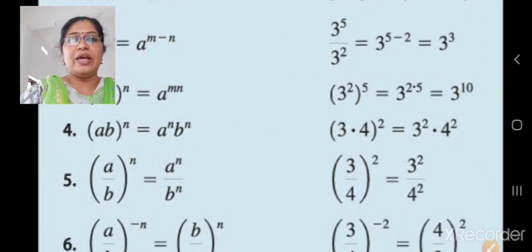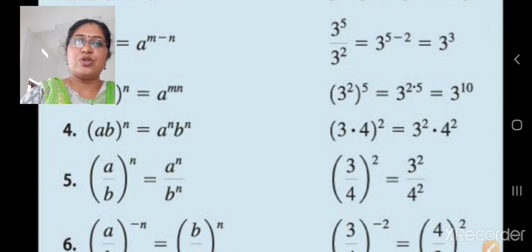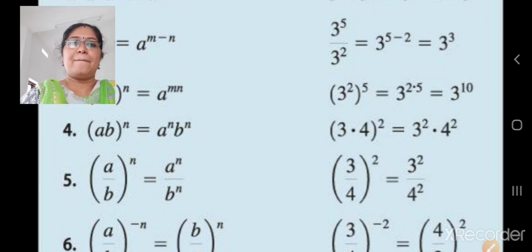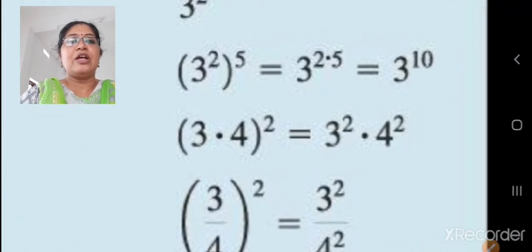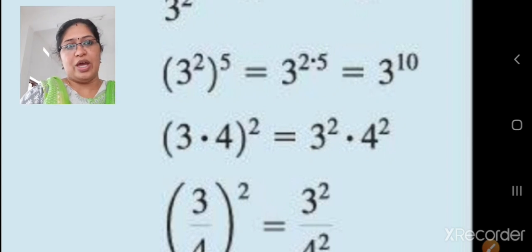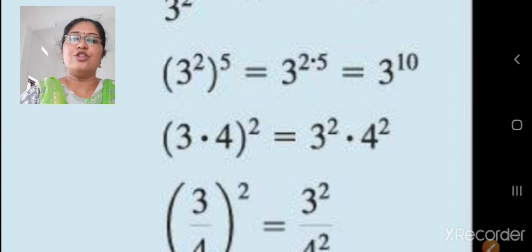Now ab whole raised to n means a raised to n into b raised to n. N is common for a and b. So a raised to n into b raised to n. For example, 3 into 4 whole square means it is 3 square into 4 square.